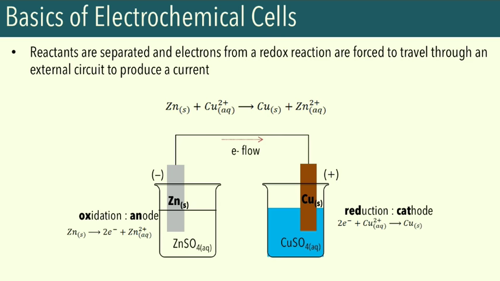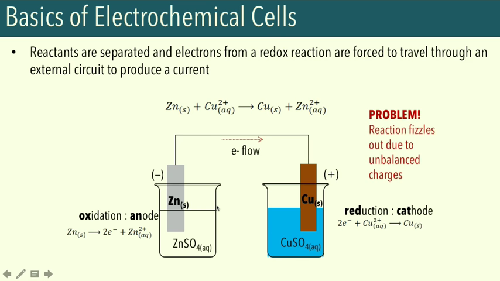However, if we just connect our electrodes with separate solutions as is, the tendency is the reaction will fizzle out due to unbalanced charges because on the anode side, we have the formation of excess positive charge over here, okay? So we could see this from the half reaction that occurs in the anode, okay? So we form zinc 2 plus, whereas on the cathode side, we have the removal of positive charge, therefore we have an excess of negative charge remaining, okay, namely the sulfate ions, okay?